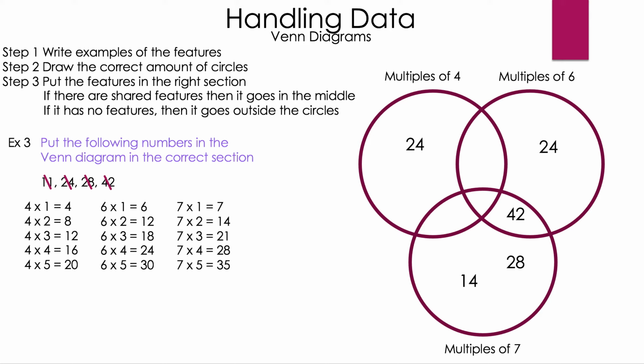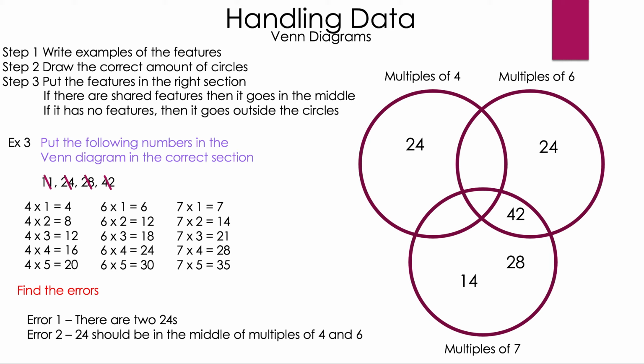There are 3 errors. If you got all 3, well done, congratulations. Now let's go over the 3 errors. Error 1, there are 2 24s. You can only have one. So the person may have forgotten to cross it off or accidentally wrote it twice. Error 2, 24 should be in the middle of multiples of 4 and 6.